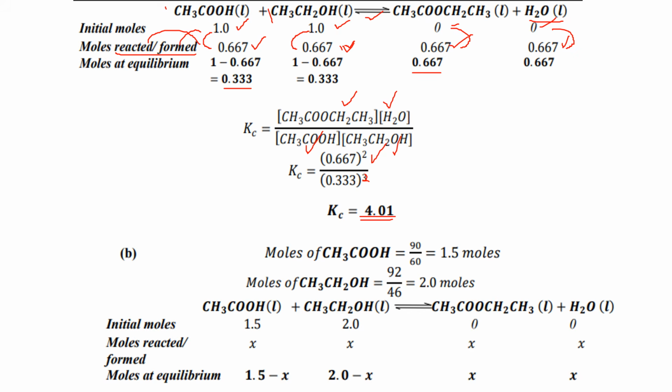You do the same to ethanol. The given mass was 92. When you divide it by 56, you're going to get 2.0 moles. Now these are going to be your initial moles. So write our table again: initial moles, moles reacted or formed, and moles at equilibrium. So the initial moles you calculated to be 1.5 and 2.0 for ethanol. Initially, we don't have any product being formed. That's why I put 0 here, and 0 here.